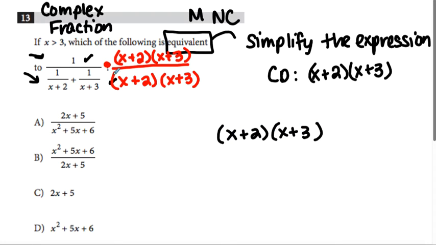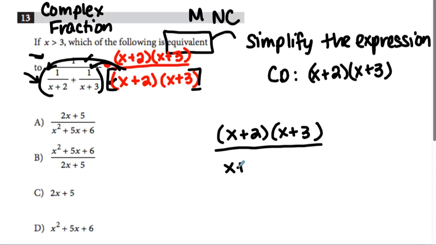Now, if I multiply x plus 2 times x plus 3 to the denominator, think of this as an expression in parentheses. I have to distribute it. So in the first term, the x plus 2's will cancel, and I'll be left with x plus 3. I'm going to let that sink in. Now, if I multiply it to the second term in the denominator, the x plus 3's cancel, and I'm going to get x plus 2.